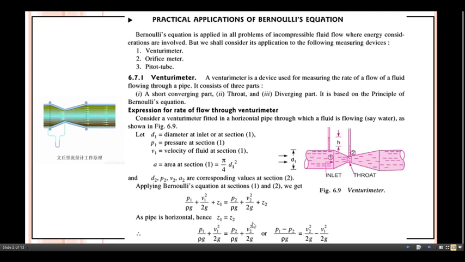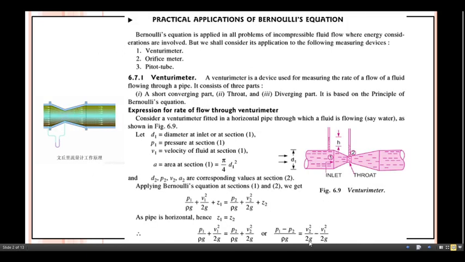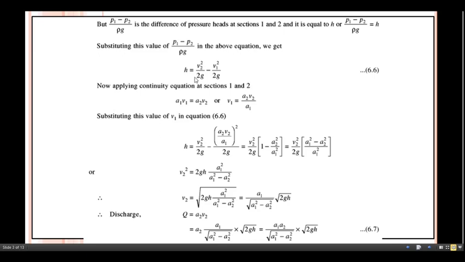Now separate the pressure terms and velocity terms. So P1 minus P2 divided by rho g equals V2 square divided by twice g minus V1 square divided by twice g. In this way the relation comes. What is this P1 minus P2 divided by rho g? This is nothing but the difference of pressure head at section number 1 and section number 2. So substituting the value of P1 minus P2 divided by rho g in the above equation, we get V2 square divided by twice g minus V1 square divided by twice g. This is nothing but H. So H equals this term.